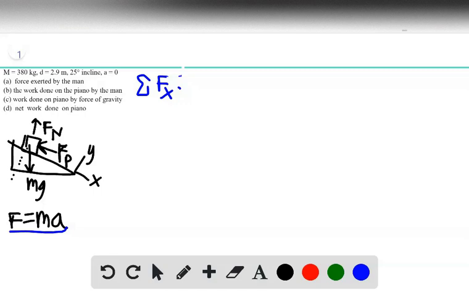Now, the force of the man is opposite what we have assigned as the plus x direction, so that's going to be minus Fp. And then the only other force we have acting here in the x direction is the x component of gravity. In order to find that, you can look here. This is going to be the same as theta. This x component is sine, opposite over hypotenuse, and the force of that is just going to be the force of the piano, which is mg sine theta. And there's no acceleration, so this whole thing is going to be equal to 0.